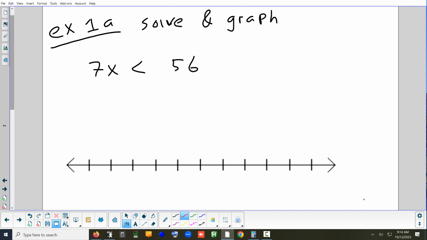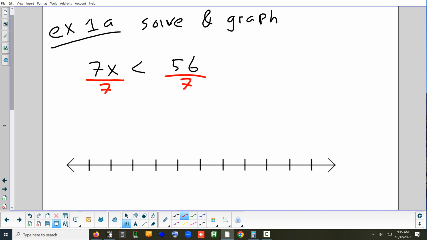What's preventing the x from being alone right now? The 7. So we've got to do something to get rid of the 7. Right now, it's 7 times x. What operation gets rid of times? Division. And Lily, what would we divide by? 7. Yeah, we would divide by 7. So divide by 7.